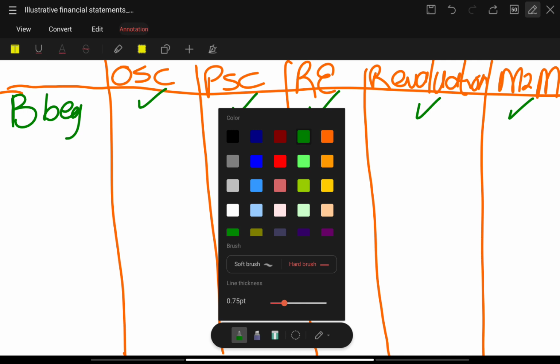Does it make sense? Like we started revaluing land this year, that means balance at the beginning for revaluation surplus will be 0, and we will have it under the movement. Does it make sense, guys? So that's actually the first thing that you should have.